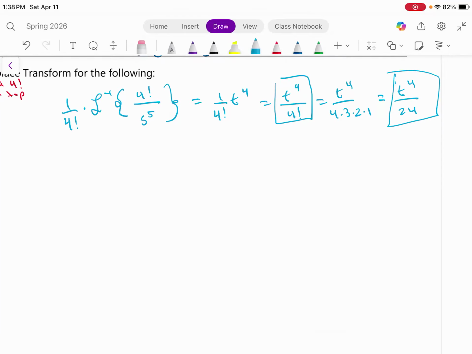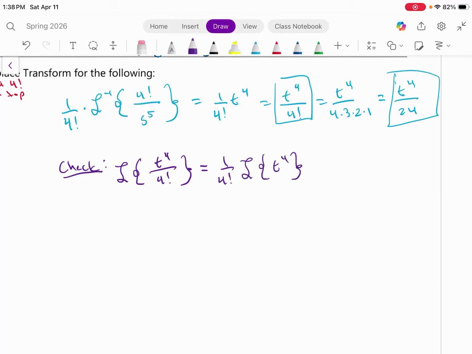Okay, so one thing with these inverse Laplace transforms that's really nice is that you can actually check to see if this worked out well. So how can we check? It's just find the Laplace transform of what you found. So we can just find the regular Laplace of t to the fourth over 4 factorial. I'm going to use our original answer before we simplified the factorial. What we could do is bring out that 1 over 4 factorial and just have t to the fourth. But then, what is the Laplace of t to the fourth, right?